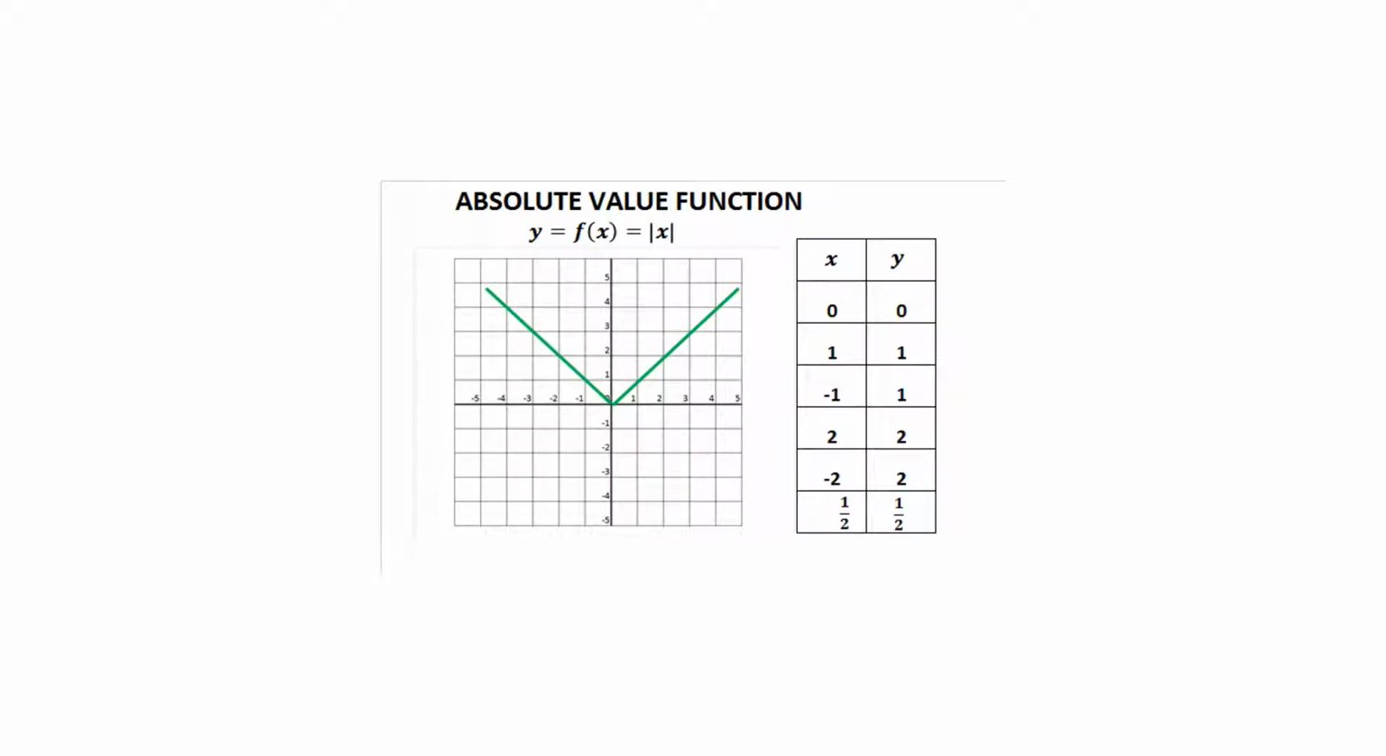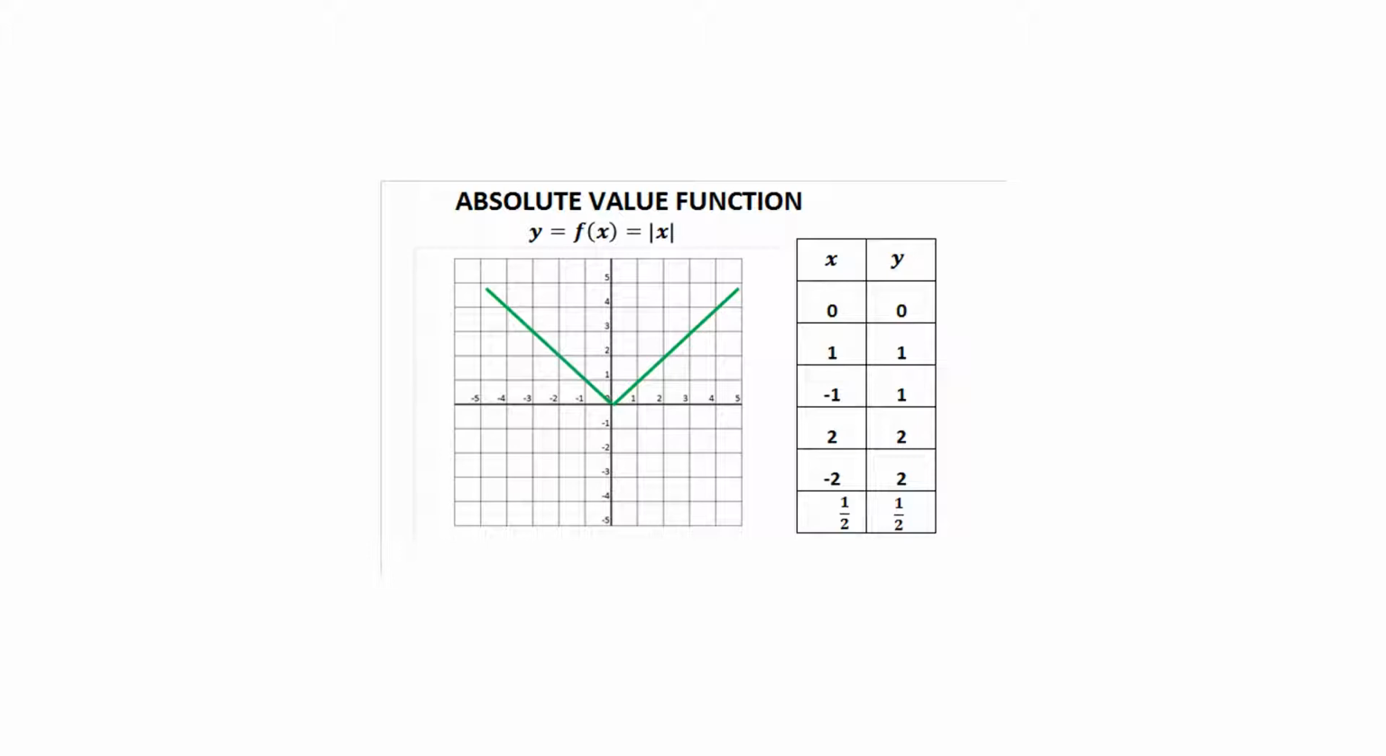Here we have the absolute value function. What is absolute value? When you put a number in, say the absolute value of 5 is the positive part of 5, which is 5, and the absolute value of negative 5 is the positive part of negative 5, which is 5. So absolute value of negative 5 is 5.